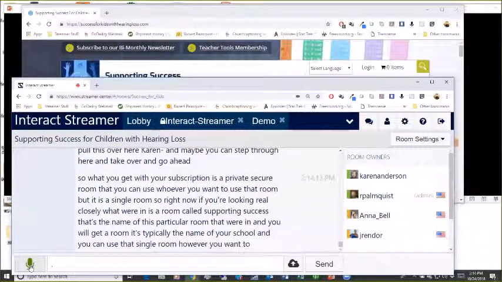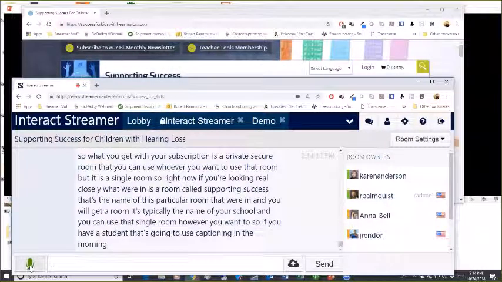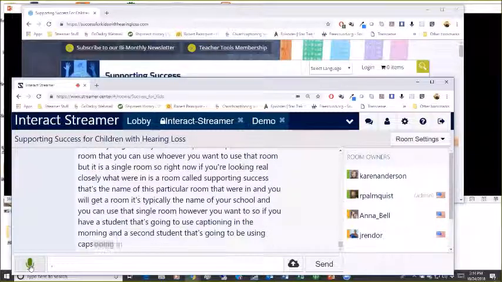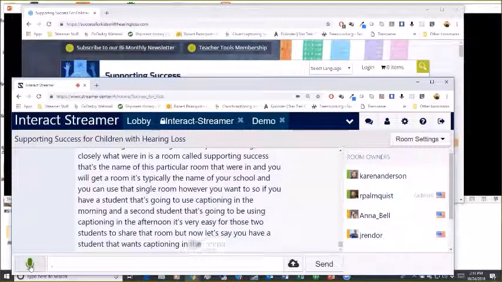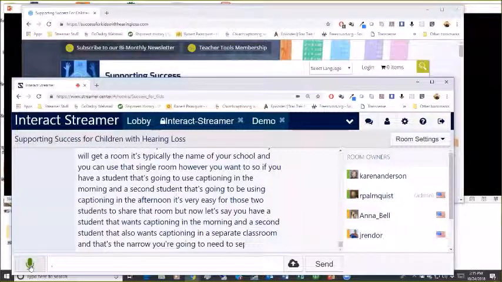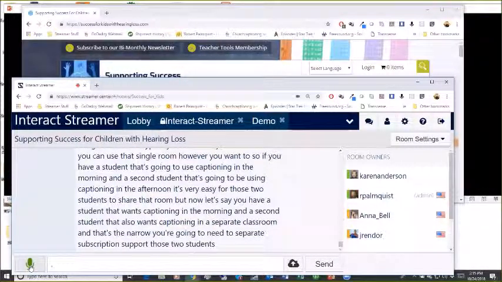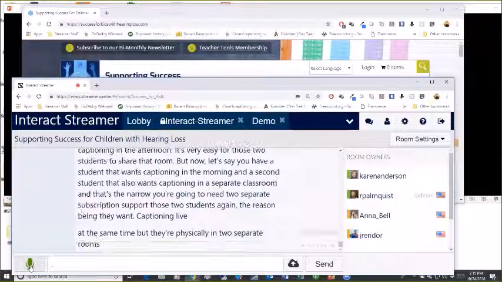And you can use that single room however you want to. So if you have a student that's going to use captioning in the morning and a second student that's going to be using captioning in the afternoon, it's very easy for those two students to share that room. But now let's say you have a student that wants captioning in the morning and a second student that also wants captioning in a separate classroom. In that scenario, you're going to need two separate subscriptions to support those two students. Again, the reason being they want captioning live at the same time, but they're physically in two separate rooms. So I hope that makes sense.